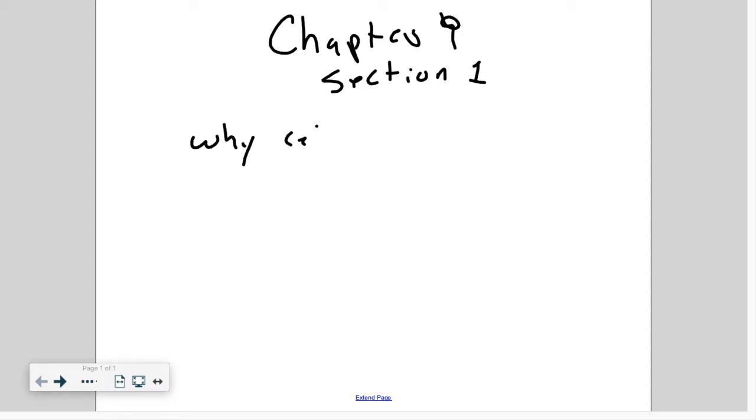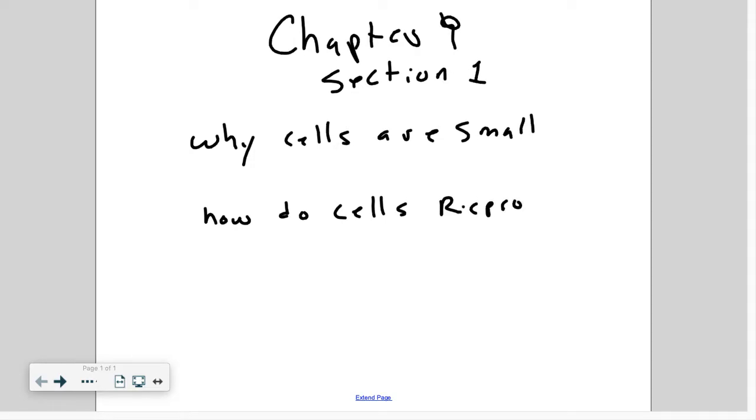And chapter 9, section 1 is all about why cells are small, and if they can, how do cells reproduce? So, why are cells small? We said there are 3 reasons.